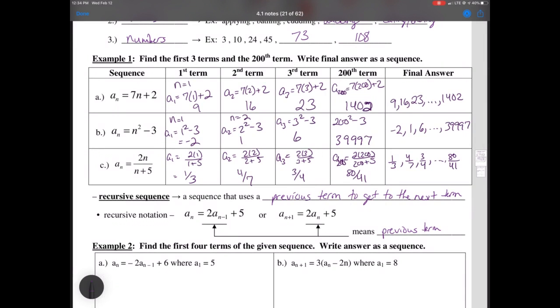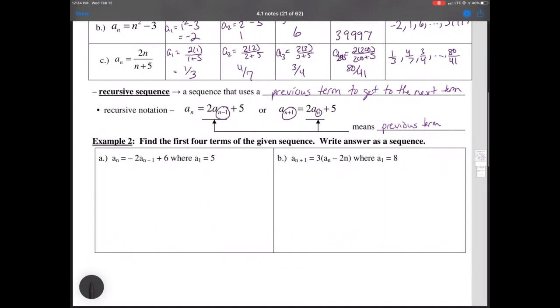So a recursive sequence is a sequence that uses a previous term to get to the next term. So what you want to look for is the a sub n minus 1. Anytime you see that, or a sub n plus 1 equals a sub n, that implies that we're looking at a previous term. So if we're given this equation, a sub n equals -2 a sub n minus 1 plus 6, where a sub 1 equals 5. Typically, when you have a recursive sequence problem, they're going to give you the first term or a term to use to begin your sequence.